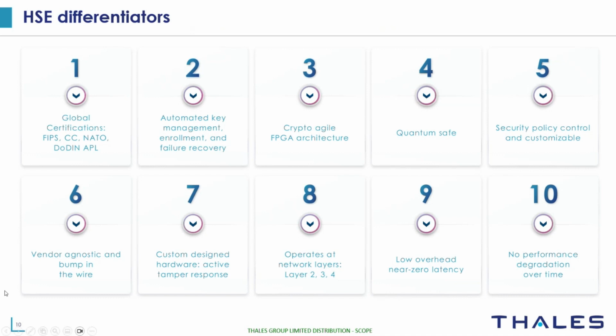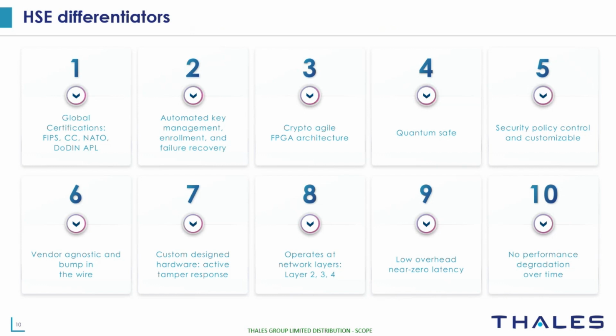What else? Vendor agnostic and our bump in the wire approach. So if you have a network fragment to encrypt, that's no problem. Just cut the wire, put our encryptors on, configure them, and that's it. You can configure it and forget.